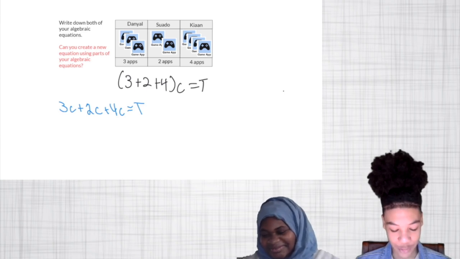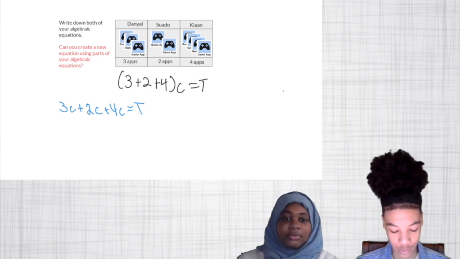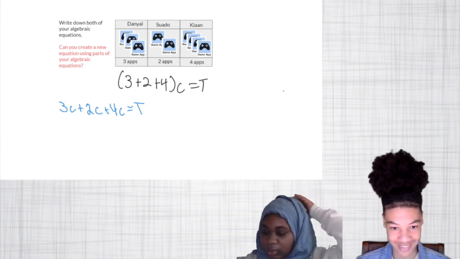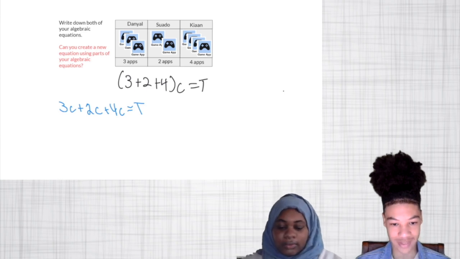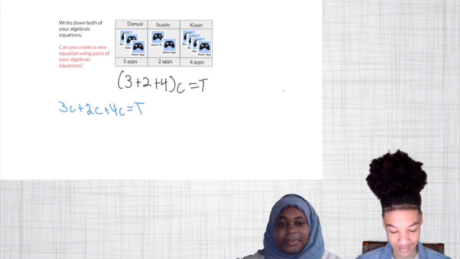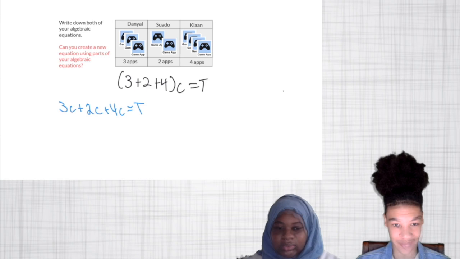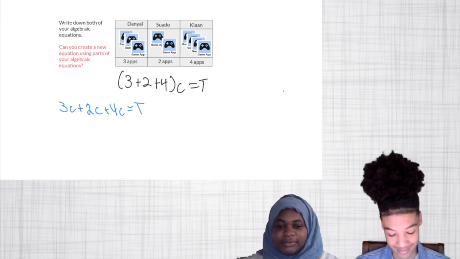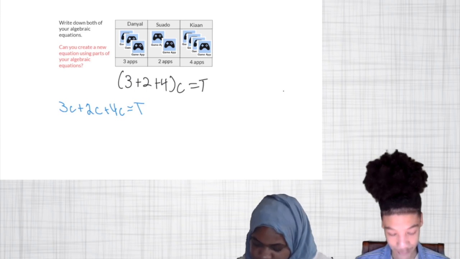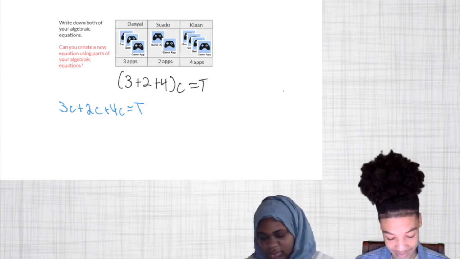Can you create a new equation using parts of your algebraic equations? So what do you guys think this is asking? To kind of combine the equations. Can you take part of one equation and part of another and make a new equation? Well, Haleemah, how do you think we should go about this?